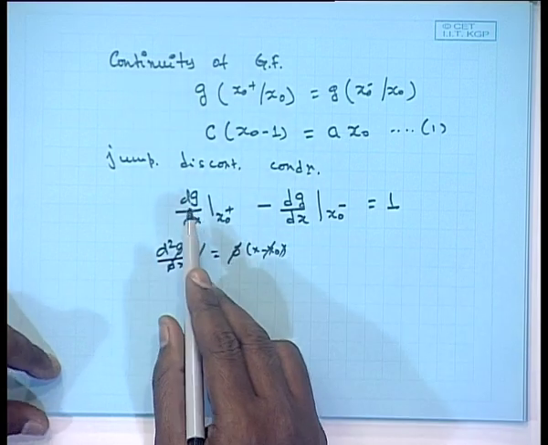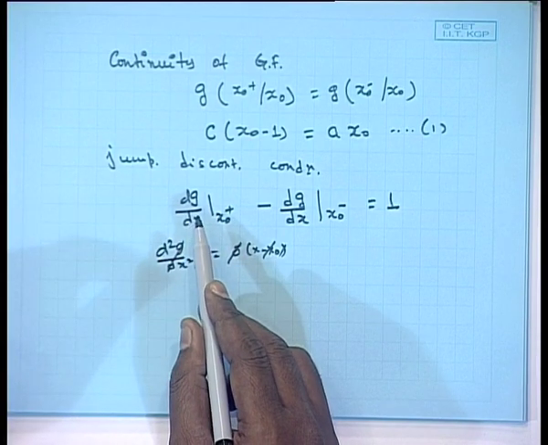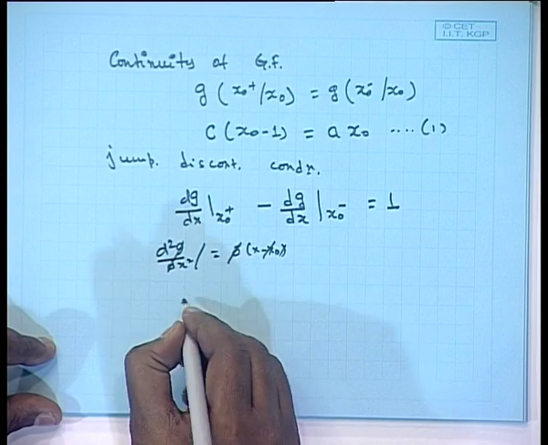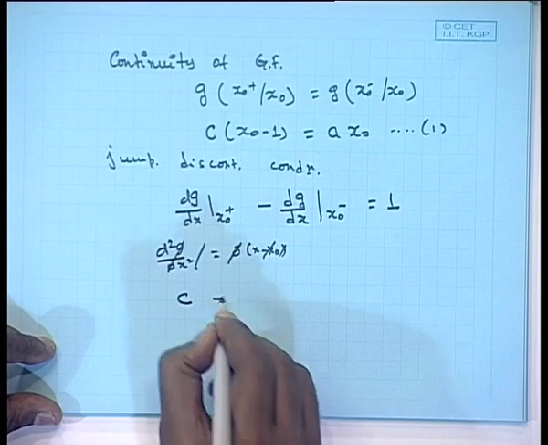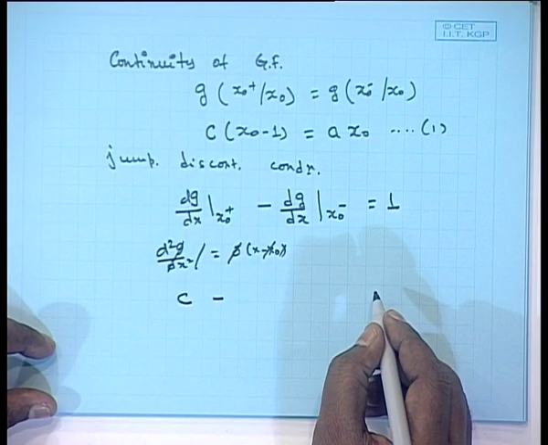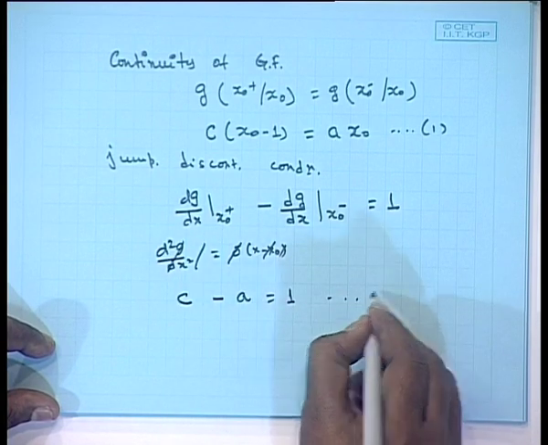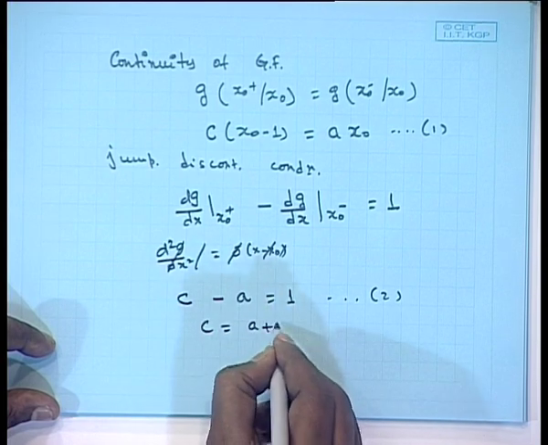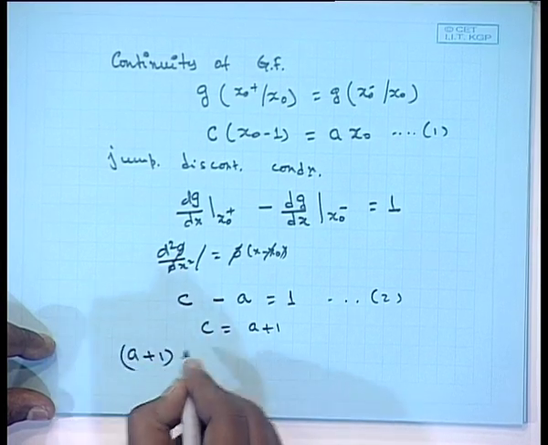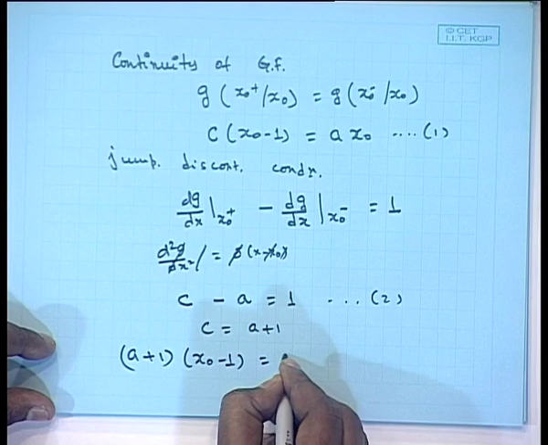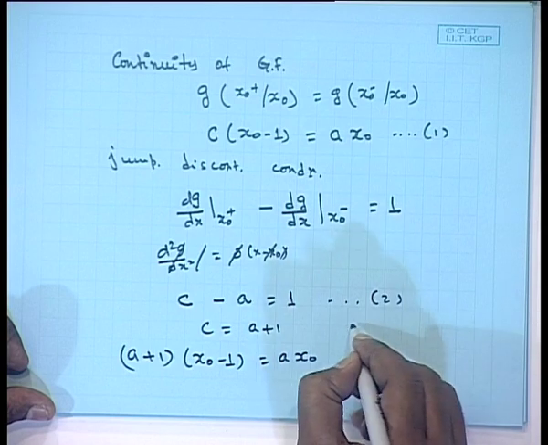So, once we get that dg/dx at x0 plus, that means we are talking about the upper half solution. What is the upper half solution? C into x minus 1, that means derivative of that with respect to x will be c only. So, c minus a, that will be equal to 1. This is equation number 2. So, c is equal to a plus 1. Just put it out here: a plus 1 into x0 minus 1 is equal to a x naught, right. Basically, you are solving these two equations.